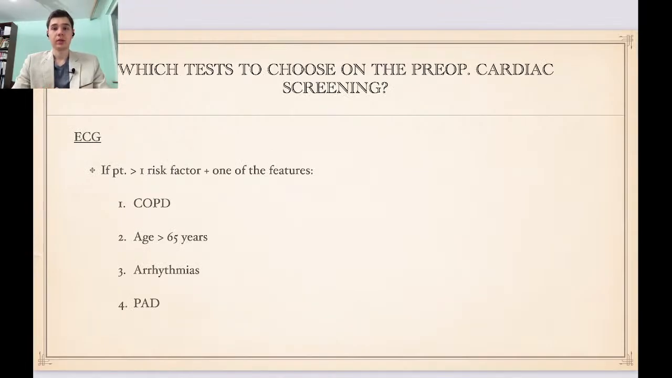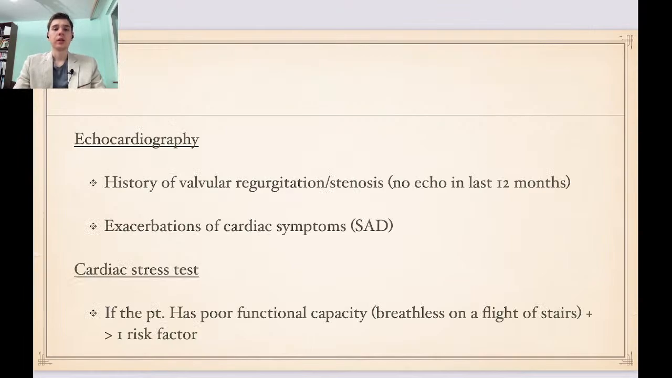We choose EKG as a pre-op cardiac screening if the patient has more than one risk factor and one of the features such as COPD, age greater than 65 years, arrhythmias, or peripheral artery disease. For the echo, the patient has to have a history of valvular regurgitation or stenosis and no echo in the last 12 months, and exacerbation of cardiac symptoms, namely syncope, angina, and dyspnea.